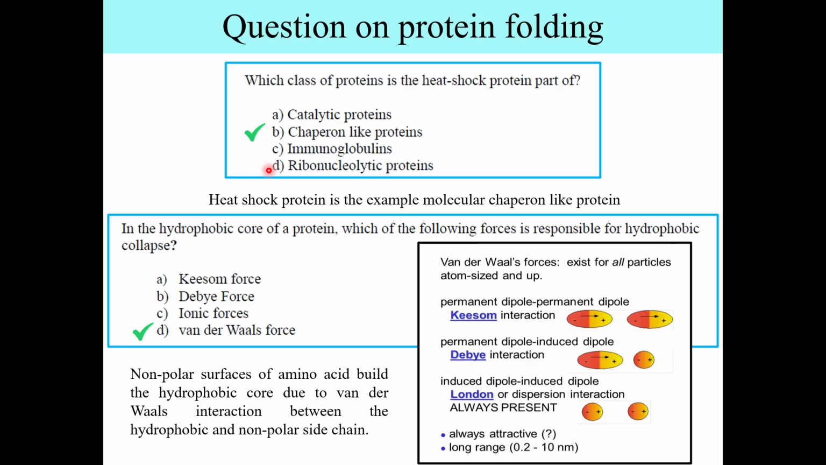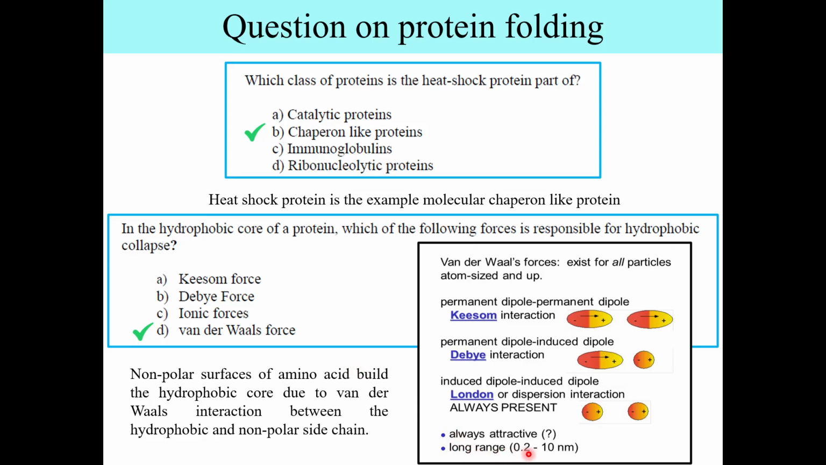That is Keesum, Debye, London forces. All of these van der Waals forces are involved in hydrophobic collapse. So what is Keesum force? When there is a permanent dipole interaction, that is called Keesum interaction. What about Debye interaction? When there is a permanent dipole-induced dipole interaction. London forces are induced dipole forces. So they are always there. All of these contribute to hydrophobic collapse. They are long range forces.